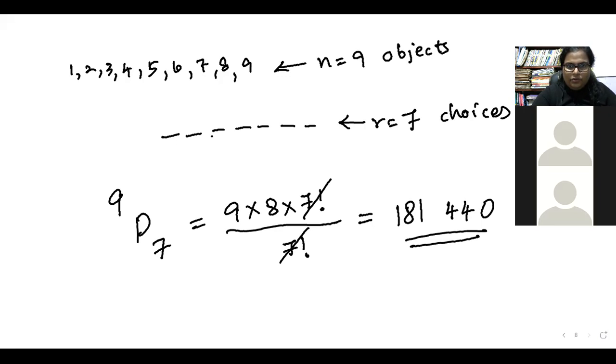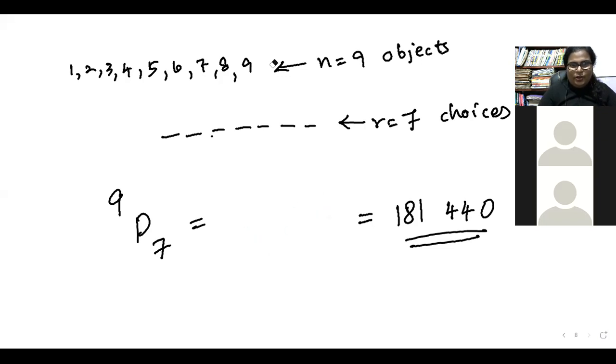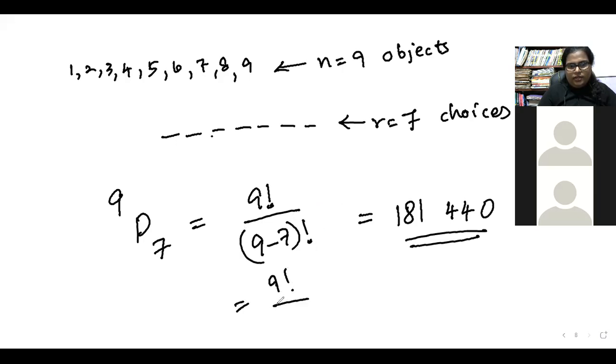n minus r. Yeah, sorry, this calculation was wrong. You have to take the 9 factorial over 9 minus 7 factorial. That means 9 factorial divided by 2 factorial here. Sorry, right?